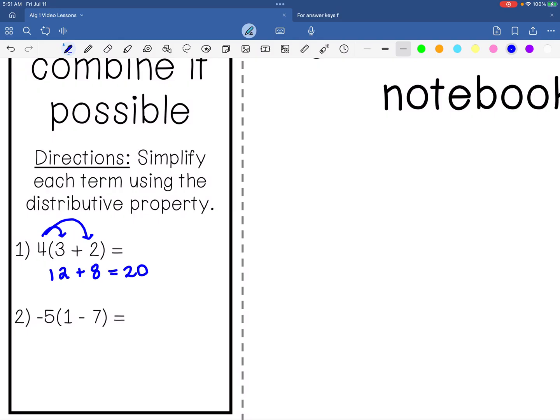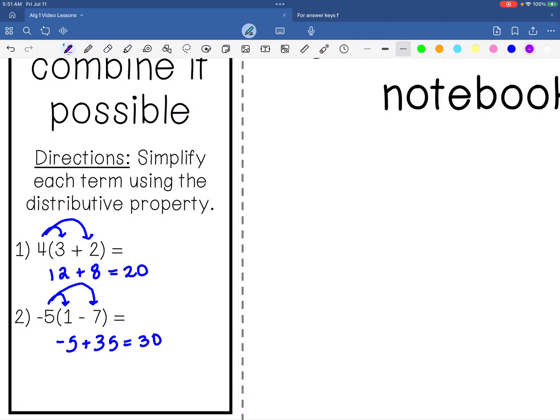Let's do the same thing to the next one. So negative 5 times 1, negative 5 times negative 7. And then combine if possible.